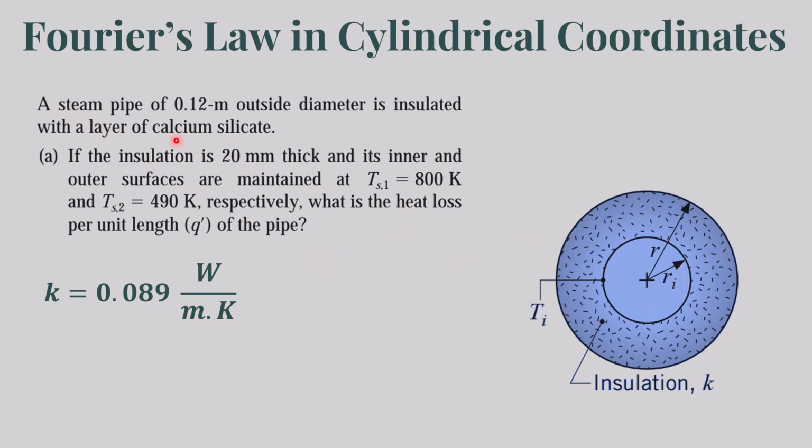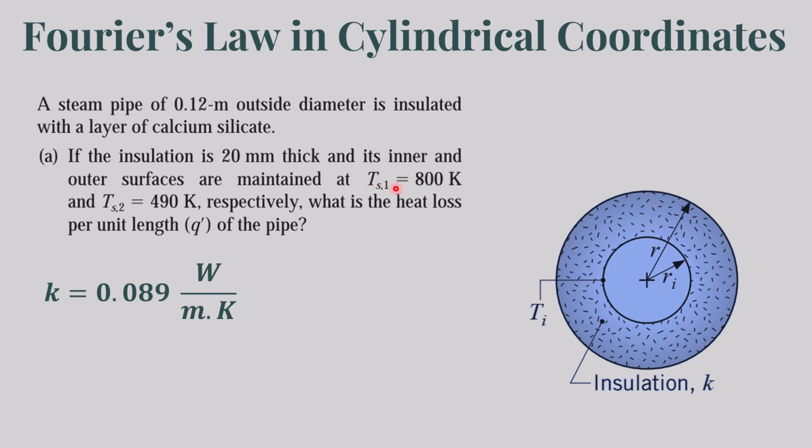You have a steam pipe and its outer diameter is 0.12. So the outer diameter of this pipe is 0.12, but we are going to solve a problem of an insulation. So the insulation is this material around the pipe. So for this material, the inner diameter is the outer diameter of the pipe. So 0.12 is the inner diameter of this insulation material. And it is 20 millimeters thick. So the thickness is 20 millimeters.